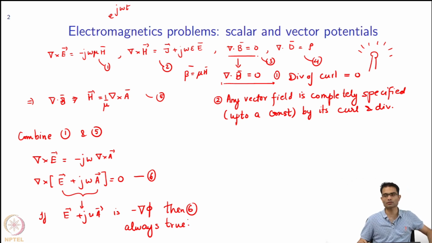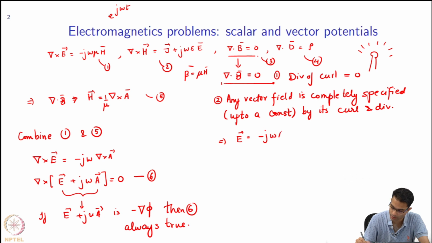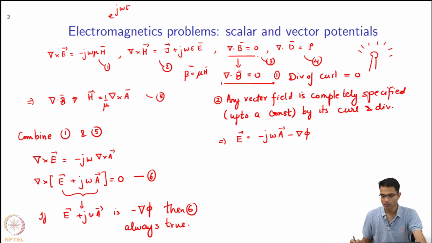So we are just using our standard vector calculus identities. So what does that give me? It gives me E is equal to minus j omega A minus grad phi. Notice that mu nicely cancelled off. Okay. Let's call it equation 7.